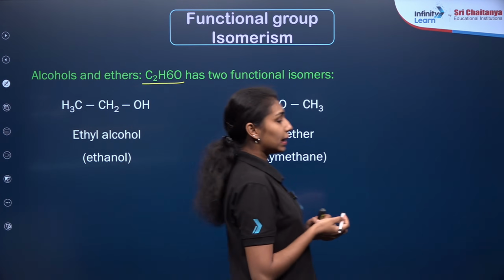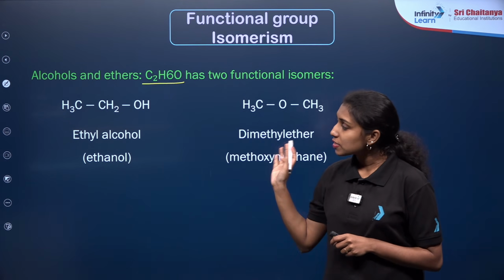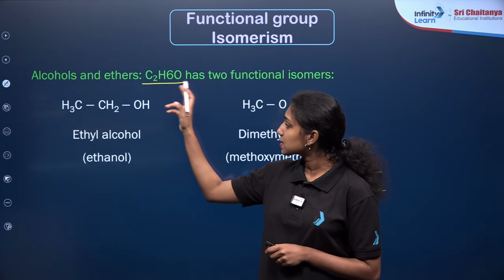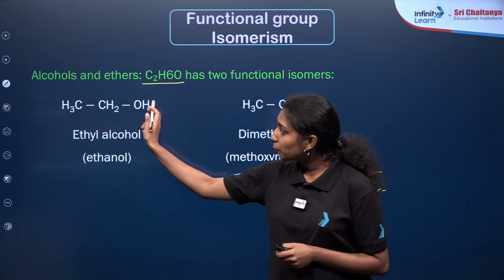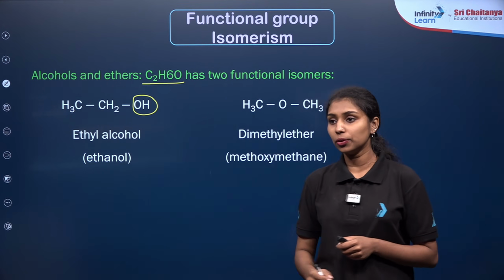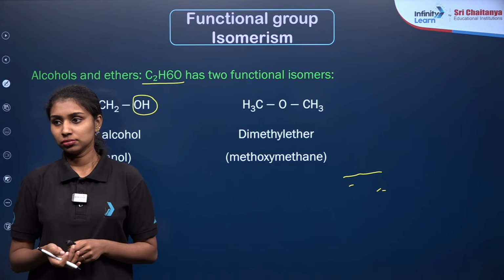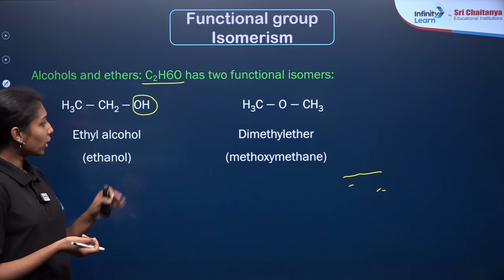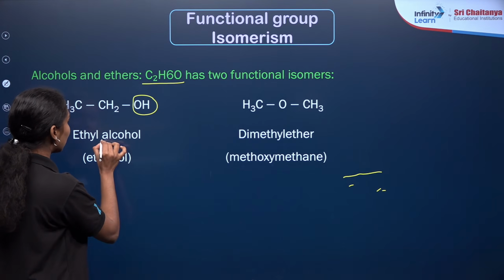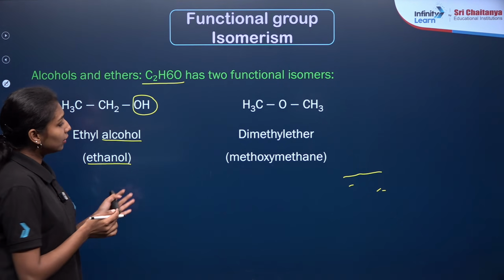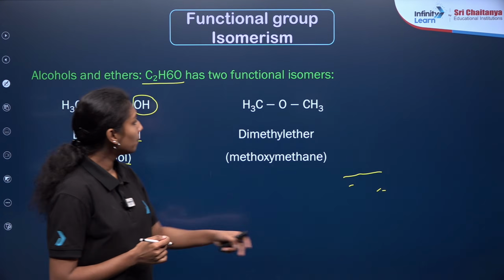So as you can see over here, these are the two compounds which will be having the same molecular formula, or same formula of C2H6O. So what will be the functional group given here for the first compound? It is the OH group, right? OH group means it is alcohol. The name of this compound will be ethyl alcohol or ethanol. Clear? Then what about the case of the second compound?